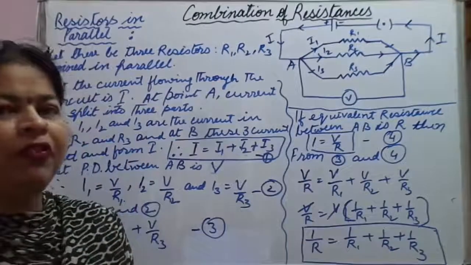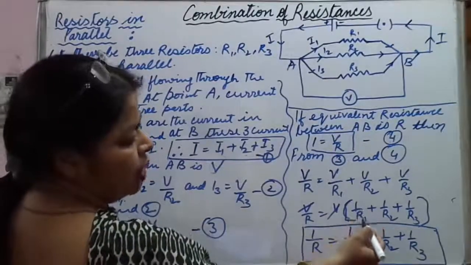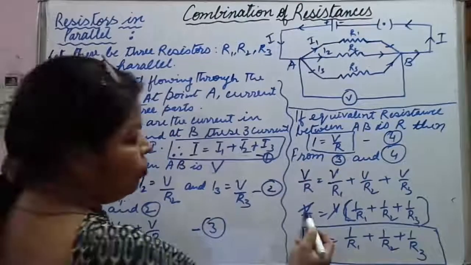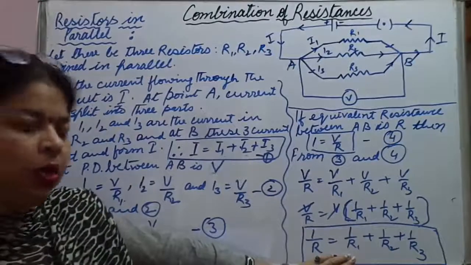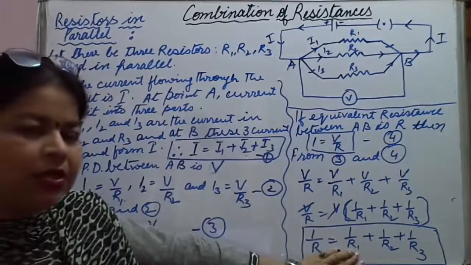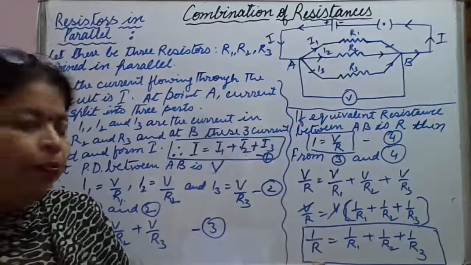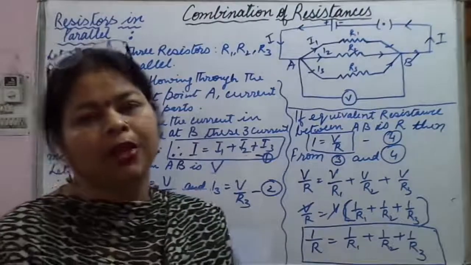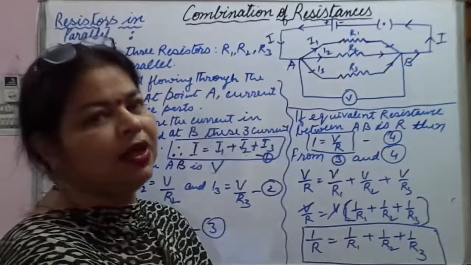What is the common factor now? V. We take out V and write 1 upon R1 plus 1 upon R2 plus 1 upon R3. V and V get cancelled, and finally the equivalent resistance between A and B is given by 1 upon R is equal to 1 upon R1 plus 1 upon R2 plus 1 upon R3. So this is the equivalent resistance that we get.